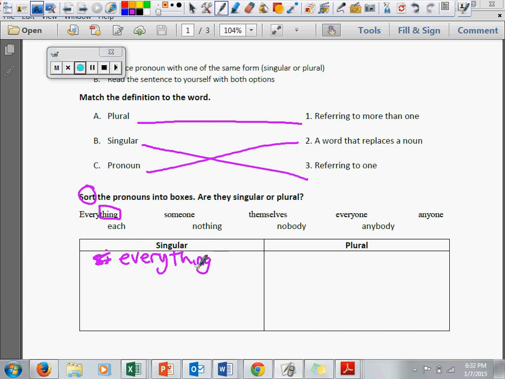The other trick that you can do for something like every is, you're actually saying, in short, every individual thing, or every individual body, rather than everybody. Think about individual meaning one, so that's going to be singular. Again, someone, we know the word one is singular, so I'm going to put that down here. And then I'll do the next one with you. We can look at selves. Selves is plural, the singular would be self, so themselves is going to be plural.